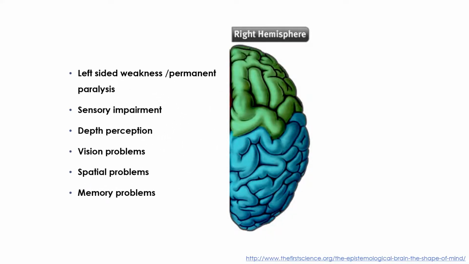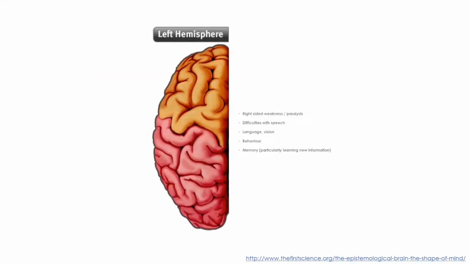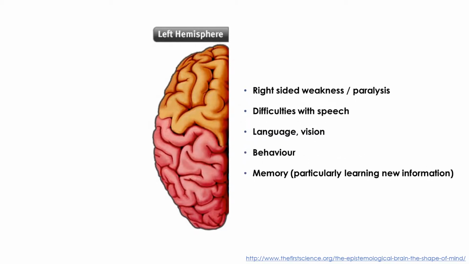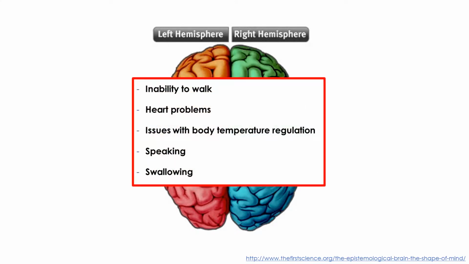Right cerebral hemisphere stroke causes left-sided weakness or permanent paralysis, sensory, spatial and memory impairment. Left hemisphere stroke causes right-sided weakness or paralysis, behaviour and memory impairment. Other regions can cause problems with heart function, body temperature regulation and swallowing.